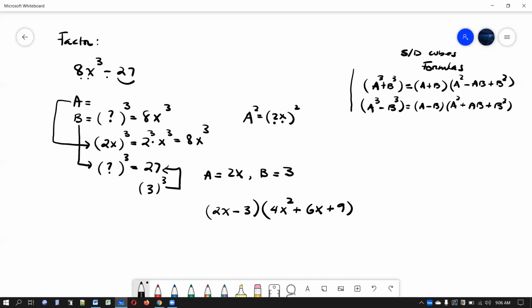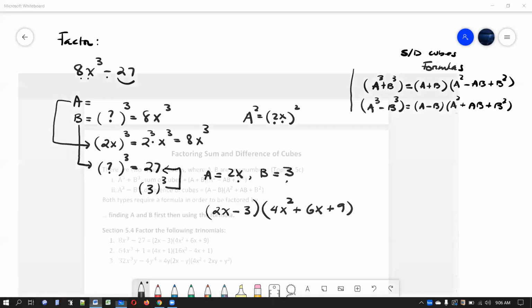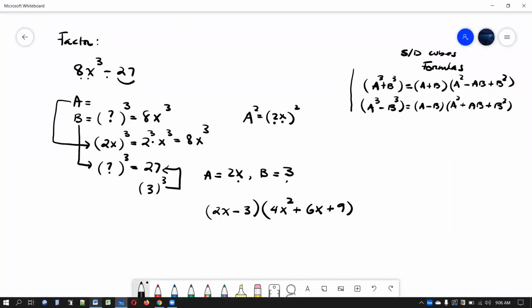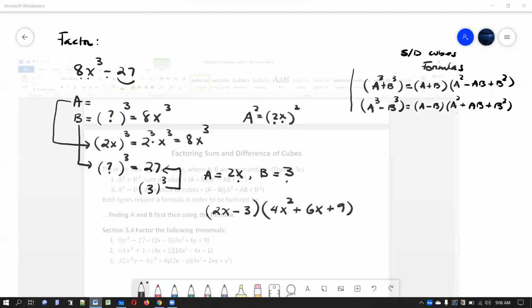So this is the factoring of 8x cubed minus 27. Identify A and B, and then apply the formula very, very carefully. Okay, so that's good. We can check the answer, but I think this is correct. 2x minus 3, 4x squared plus 6x plus 9. Yes, that's correct. All right, very good.